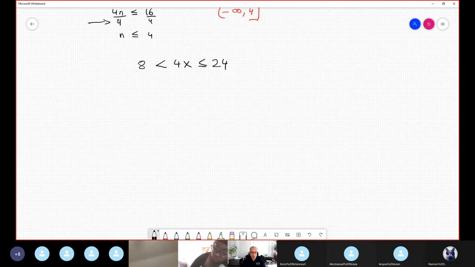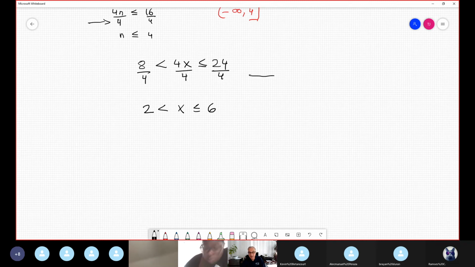You divide by 4, divided by 4 and divided by 4. 8 divided by 4 is 2. 4 divided by 4 is obviously 1, an invisible multiplier. And 24 divided by 4 is 6. And that's it. This is my answer.